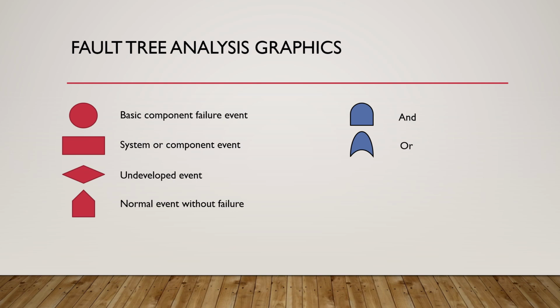A diamond represents an event that cannot be developed further due to a lack of information, unlikely probability, or affordance in examining this event. In this situation, diamonds equate to basic events. The house represents the normal occurrence of an event, and by itself would not produce a failure event. Looking to the right, these two symbols serve as gates. One denotes and, and the other, or, accordingly.